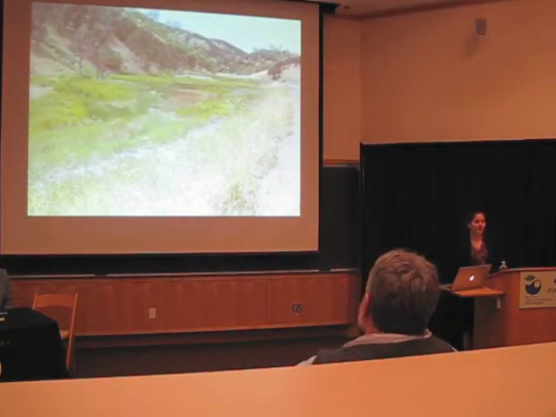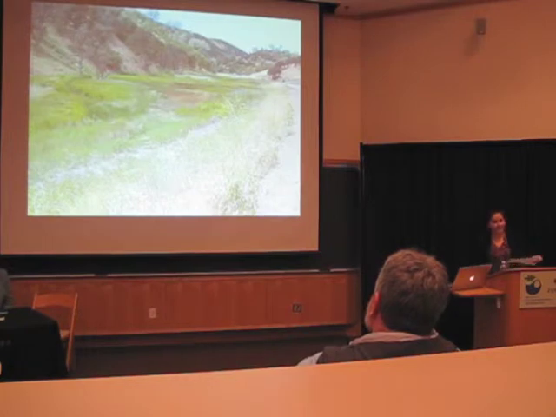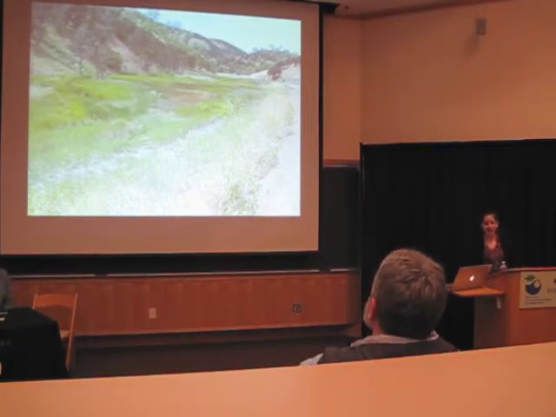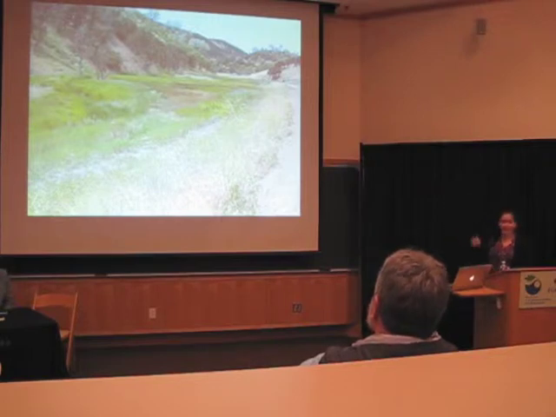This is a picture of what it looks like at the wetlands. You can see it's a highly vegetated area. It's also very flat. And again, you can notice the road in the background, so you can see how close it is.